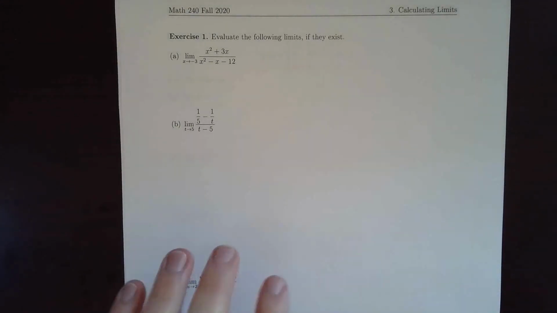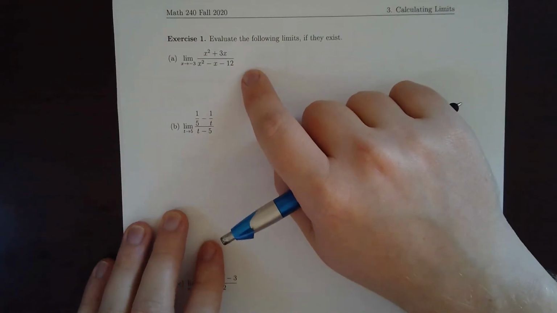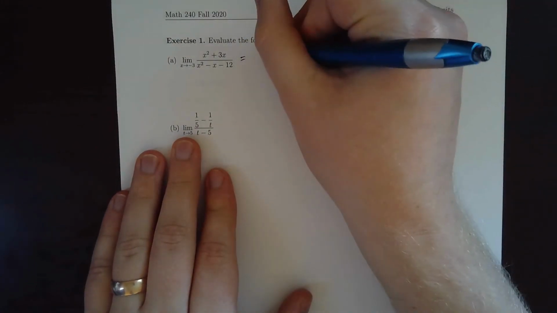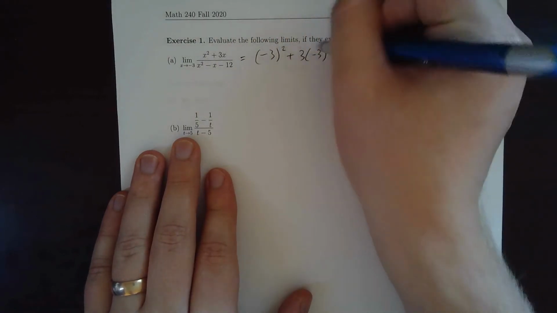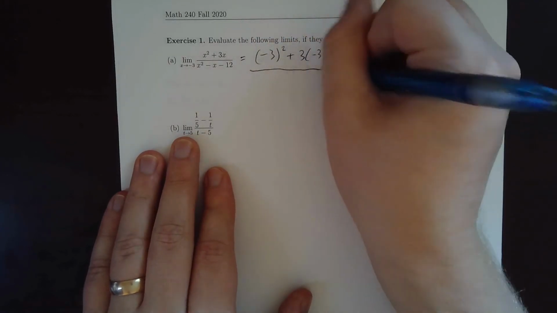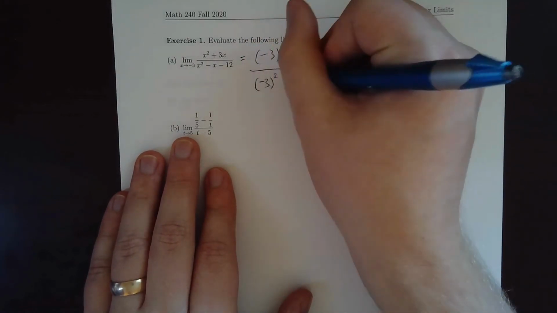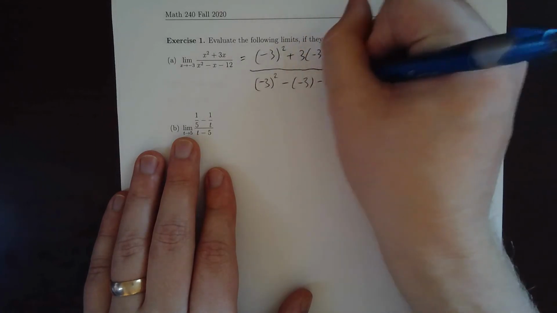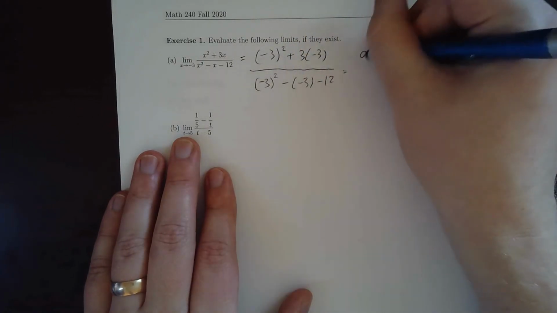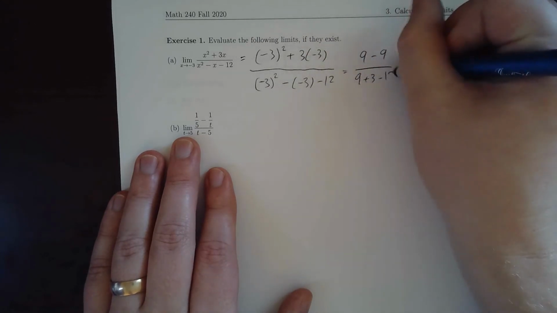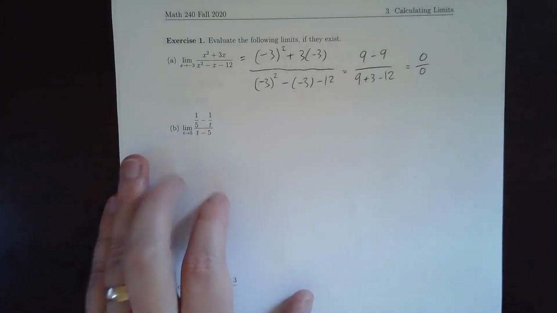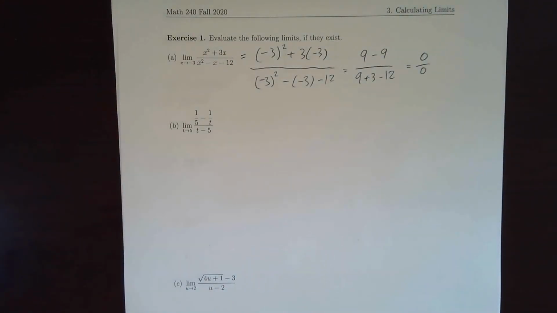Alright, so with this first limit, we're going to go ahead and try to plug in -3 directly. And when we do, we'll get (-3)² + 3(-3) all over (-3)² - (-3) - 12. And so that'll be 9 minus 9 over 9 plus 3 minus 12, which will be 0 over 0. So again, we get an indeterminate form, which means we need to go ahead and do some things to try to help ourselves out.